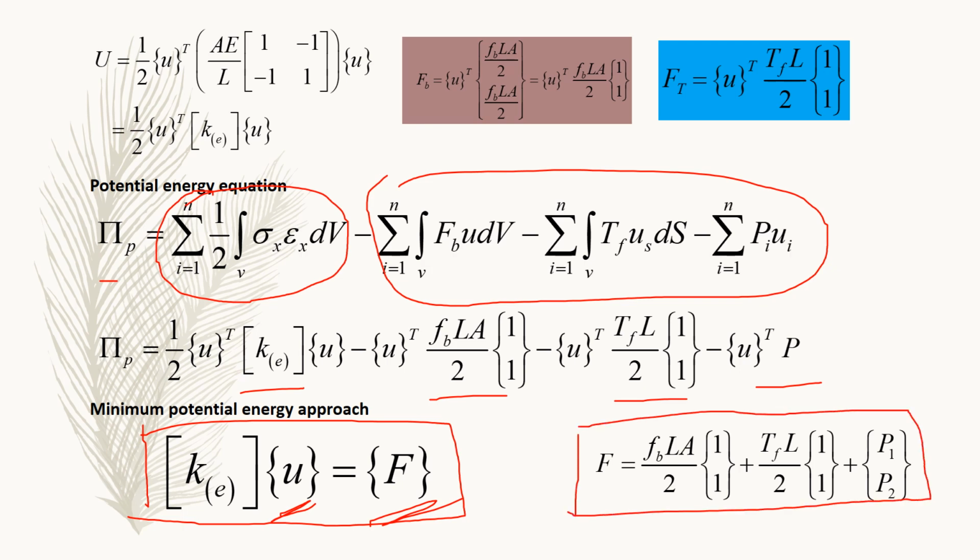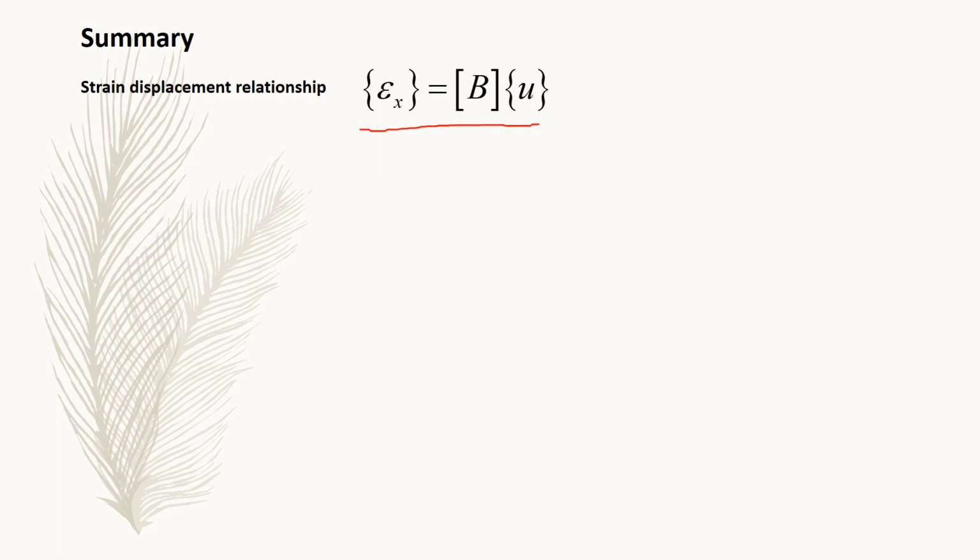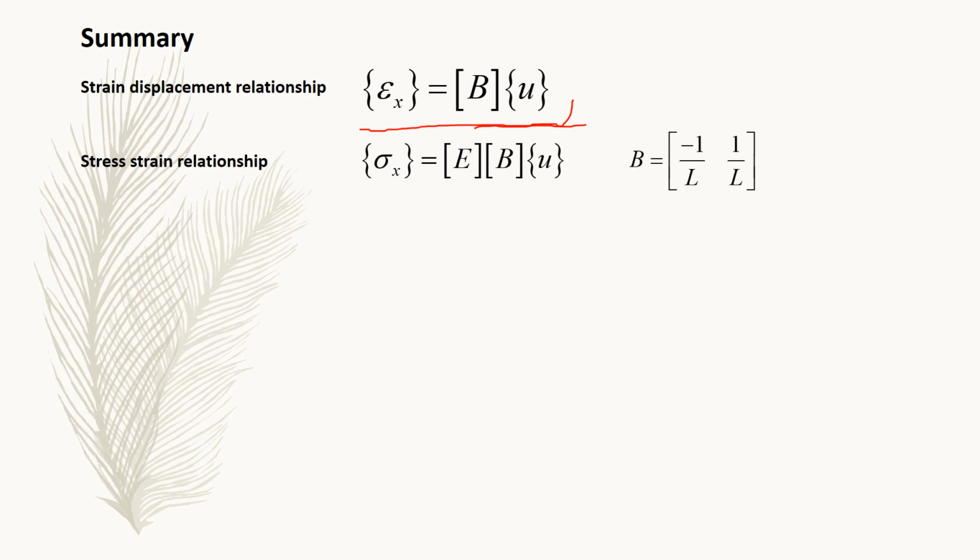So in this class what we learned: strain displacement relations. This is strain is equal to B matrix into U displacement vector. What is B? B is very important here. B is the relationship between the strain and displacement matrix. On stress strain relations also we derived. Stress is equal to Young's modulus into B into U. So B is this one, minus 1 by L, 1 by L vector.